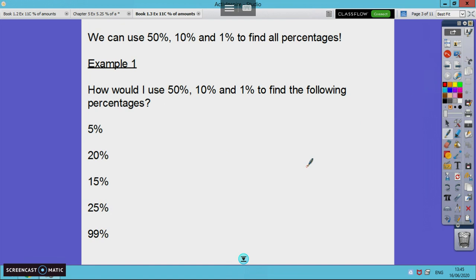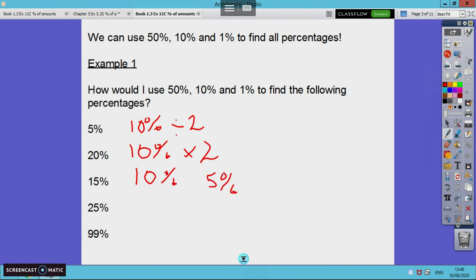Well, how could I find 5%? I would find 10% and then I would divide it by 2. How would I find 20%? Well, I'd find 10% and I'd times it by 2. Find 15%. Well, I'd find 10% and I'd find 5% by dividing it by 2 and I'd add them together. For 25%, I'd probably find 50% and divide it by 2.